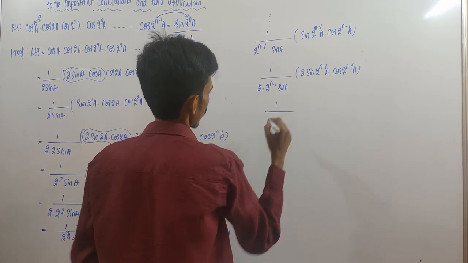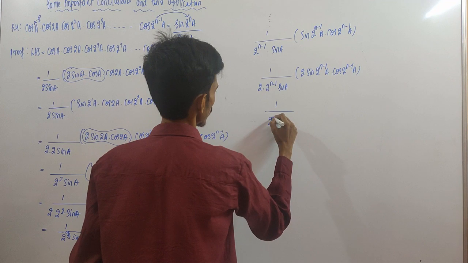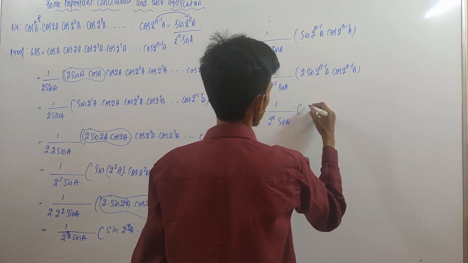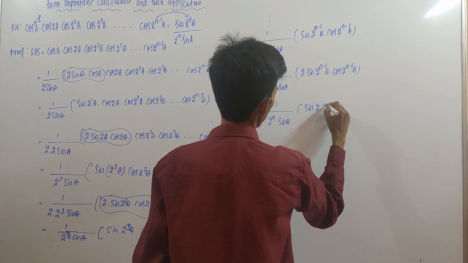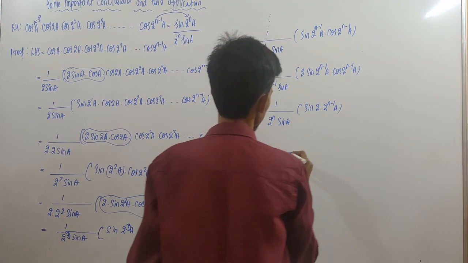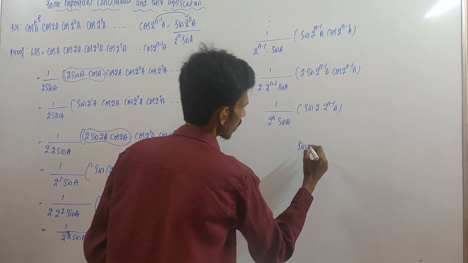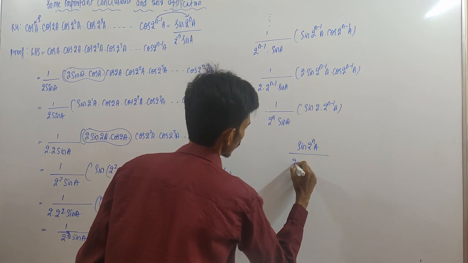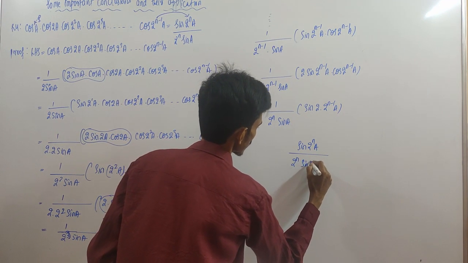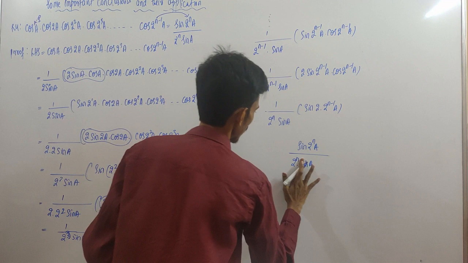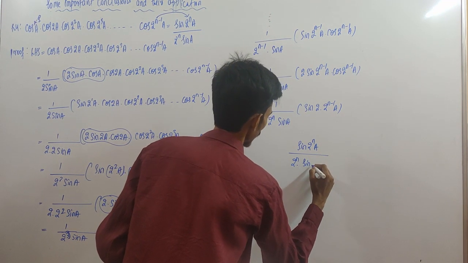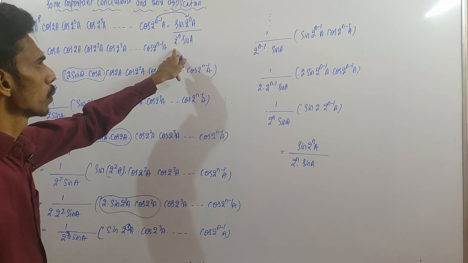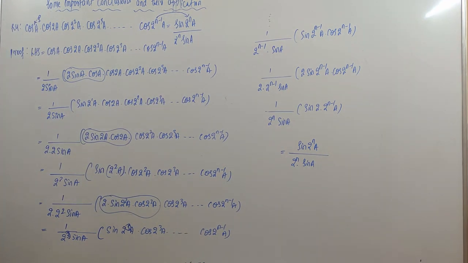Now the bases are the same, so powers should be added. So 2 power of n sin A. Again this will become 2 sin theta cos theta, so it will become sin 2 theta, 2 into 2 power of n minus 1 A. So 2 power of n A divided by 2 power of n into sin A. Hence we got this value, sin 2 power of n A by 2 power of n into sin A. This is the last result.